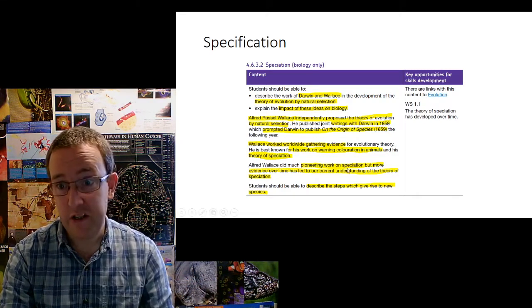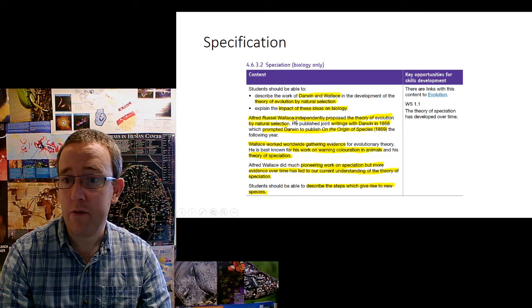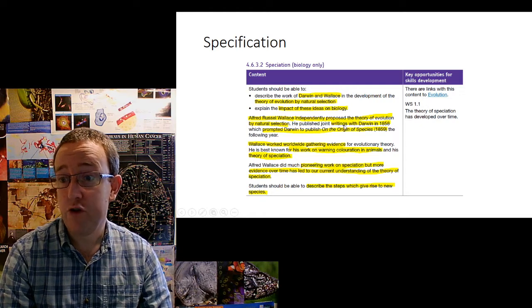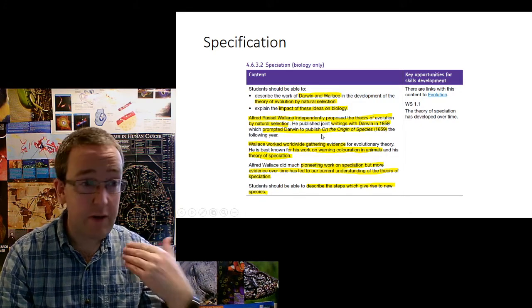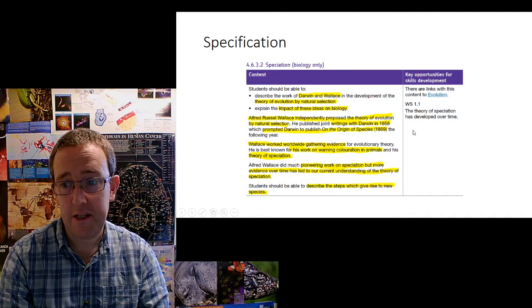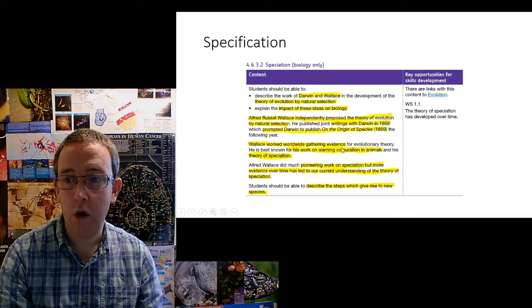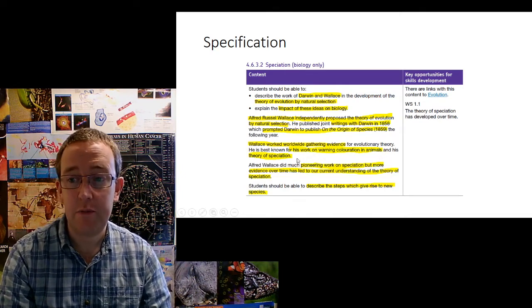So as you can see here, we've got a little bit of Alfred Russell Wallace's history: he independently proposed the theory of evolution and natural selection, and published joint writings with Darwin in 1858. He was obviously the push that prompted Darwin to publish On the Origin of Species. He'd been worldwide, working on warning colorations and a theory of speciation.